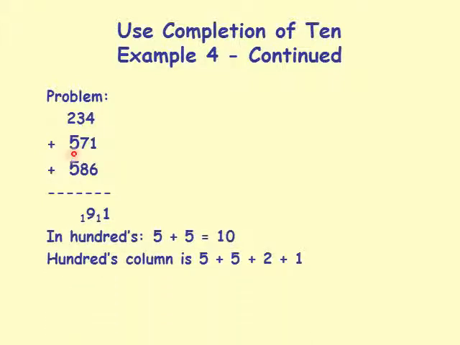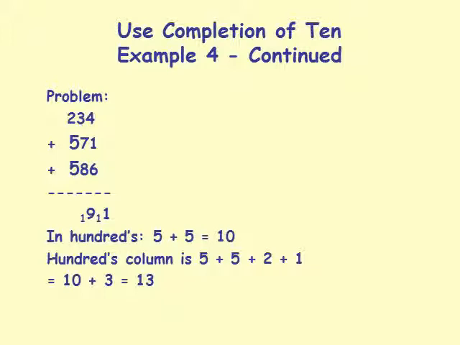5 and 5 is highlighted because they make a 10. So 5 plus 5 is 10. Then 5 plus 5 plus 2 plus 1 from carry is 13. So 10 plus 3 is 13. There's no other place to carry on the left. So 13 is the answer in the hundreds and thousands column.